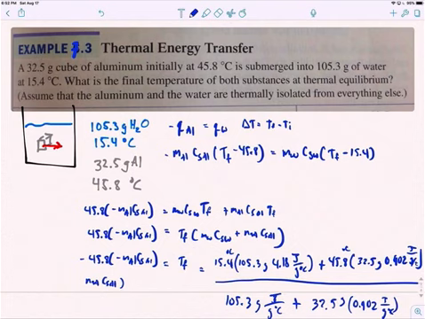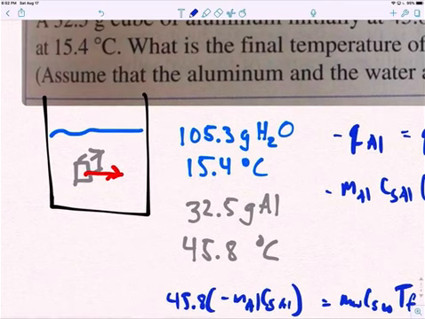Okay, so this is what we know. We have 105.3 grams of water at 15.4 degrees Celsius, and we have 32.5 grams of aluminum at 45.8 degrees Celsius. And we throw the aluminum cube into the water, as shown there, and then the heat flow leaves the aluminum. So that's part of it. I think about where the heat flow is going. Heat always flows from hot to cold. So it depends on the system.